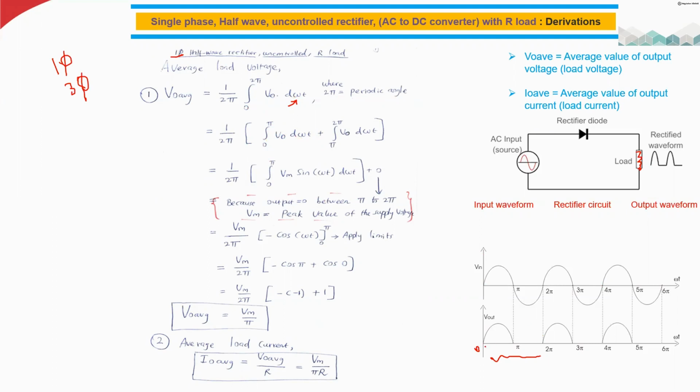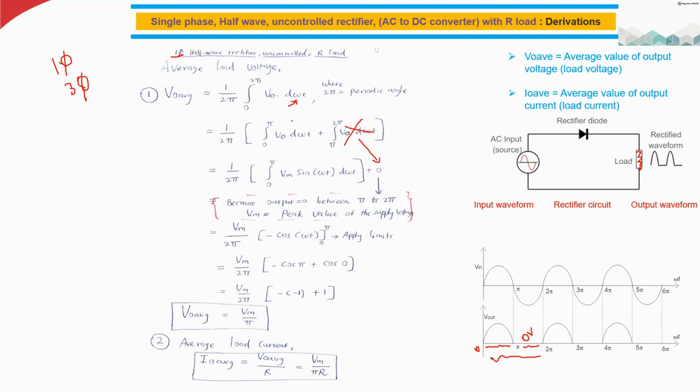This part I am making into two portions: 0 to pi and then pi to 2 pi. Integral of pi to 2 pi VO d omega t. So what is the output in this interval pi to 2 pi? It is 0. There is no output here, 0 volt. So I apply this as 0, and we don't need to consider this one.